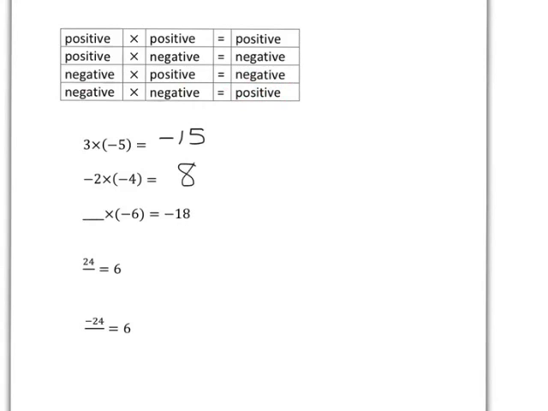2 times 4 gives me 8. And we're going to make it a positive answer. So it's positive 8. Let's look at the next one.